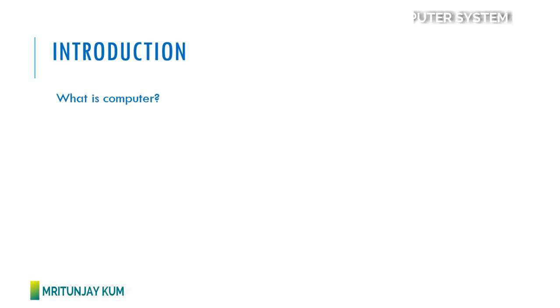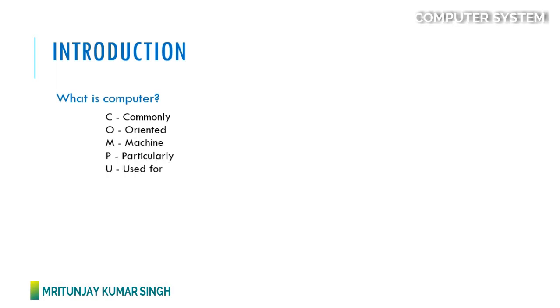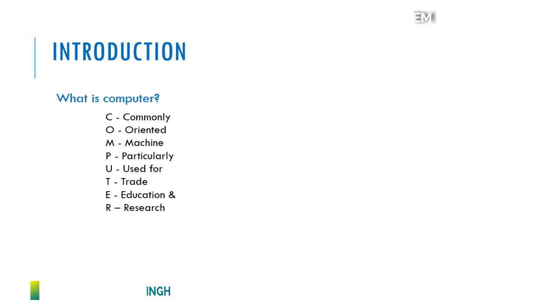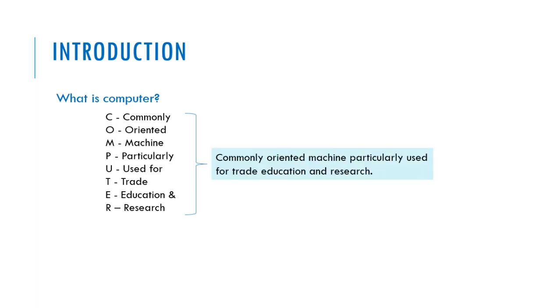We can understand the computer with its full form. The full form of computer is C stands for commonly, O for oriented, M for machine, P for particularly, U stands for use for, T for trade, E for education, and R for research. And combinedly we can define a computer as a commonly oriented machine, particularly used for trade, education, and research.